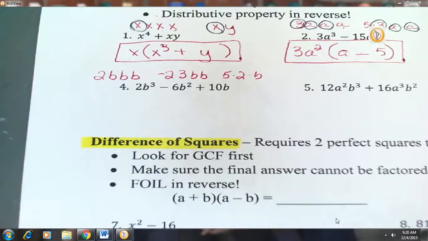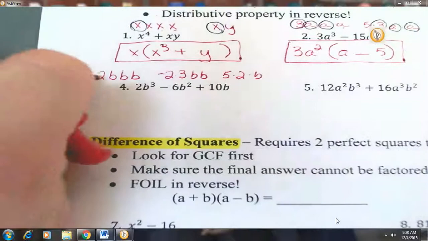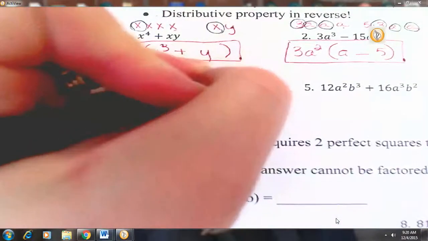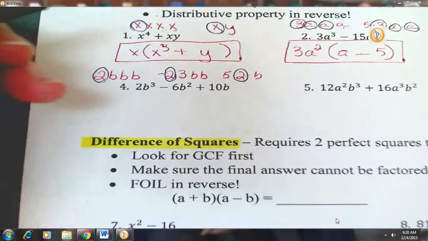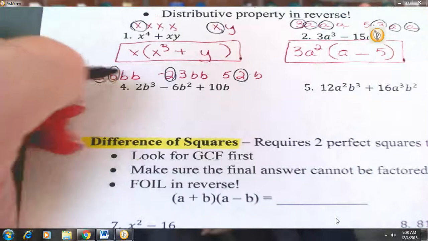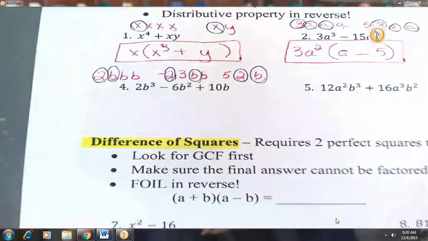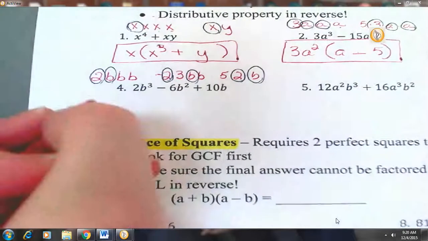So what do we have in common? We have to have it in common in all 3 terms this time. So I have a 2 in each term. 2, 2, and 2. It looks like I have how many b's in each? 1. So my greatest common factor is 2b.